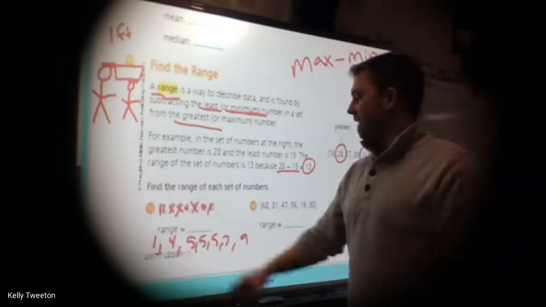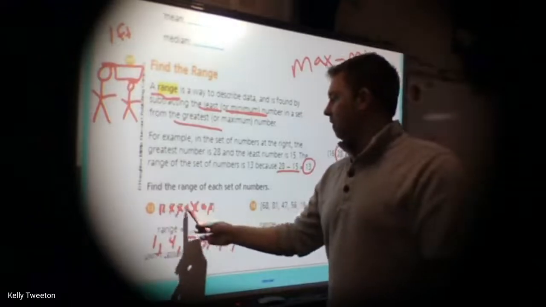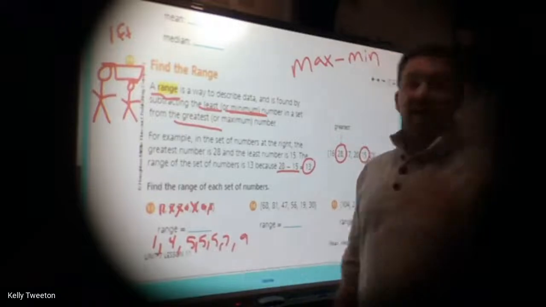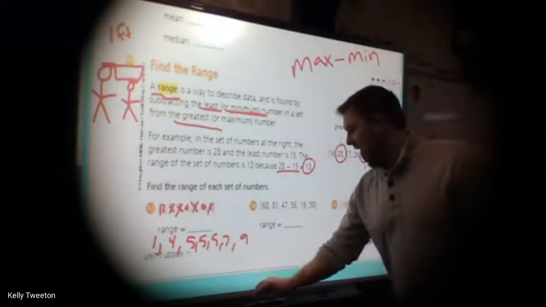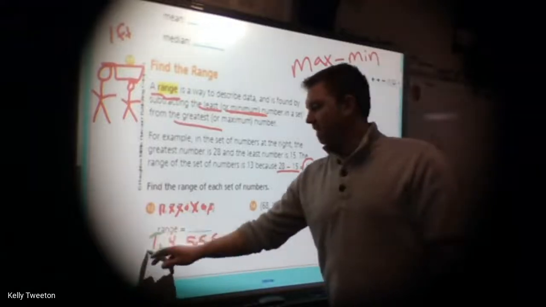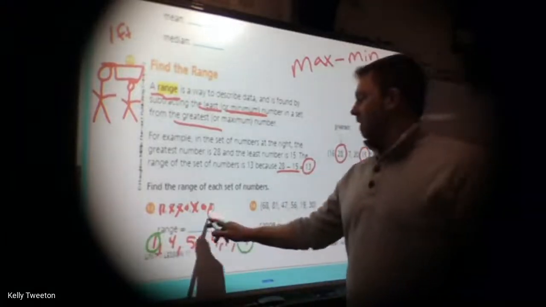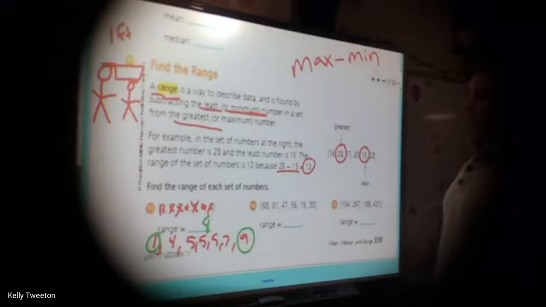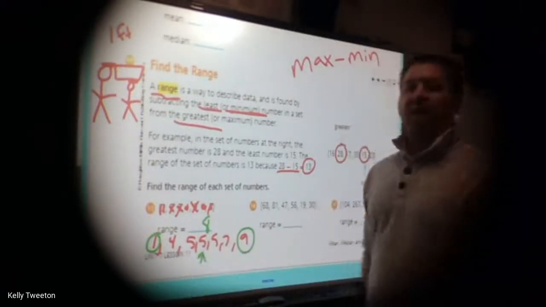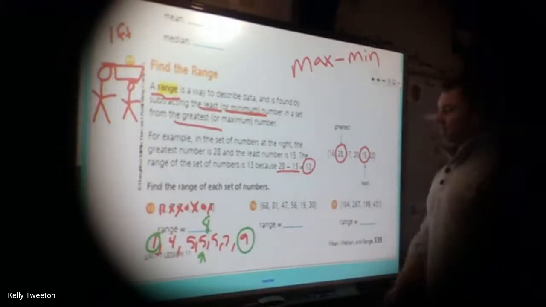Just to make sure, I had 1, 2, 3, 4, 5, 6, 7 numbers. 1, 2, 3, 4, 5, 6, 7. Made sure I got all my numbers. Now, the range. Just take your largest one minus your smallest one. 9 minus 1, 8. Very simple. If they ask you to find the middle, pretty easy. You cross them off, you know it's going to be 5. So it's pretty easy once you do this, how you can do them all.